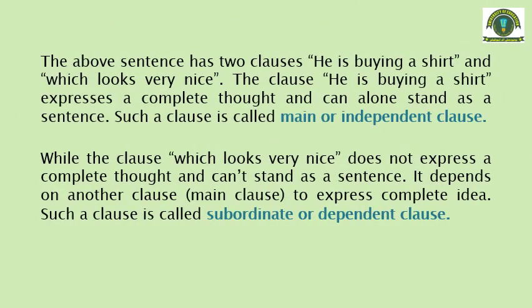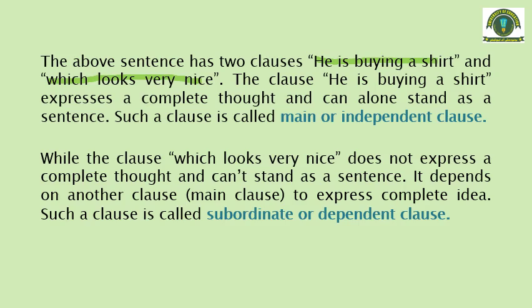Here is the description of the same slide. "He is buying a shirt" is an independent clause, and "which looks very nice" is a dependent clause. We need to find out the difference. The main difference is this: a thing that can convey its meaning independently, and doesn't need any other detail or further suggestion, is called a main clause or independent clause.